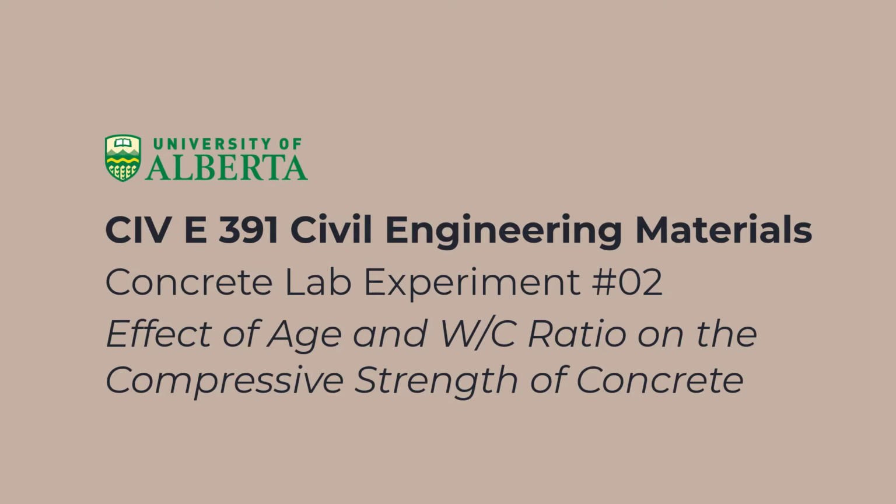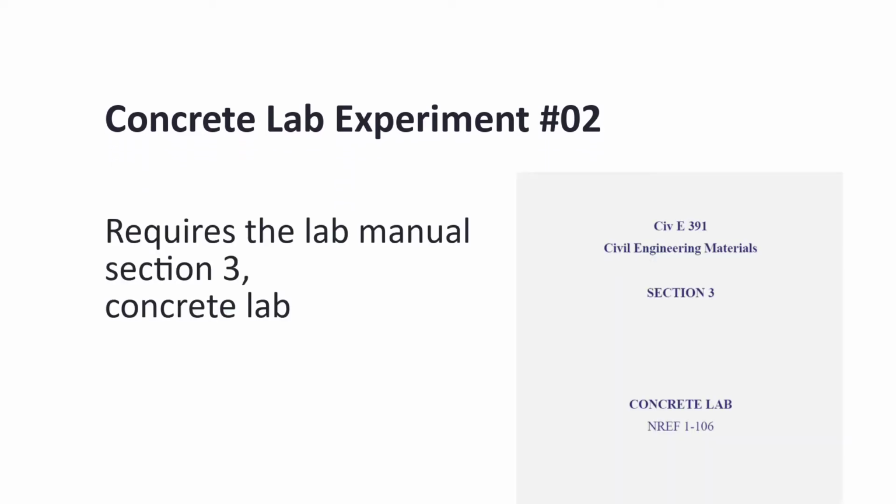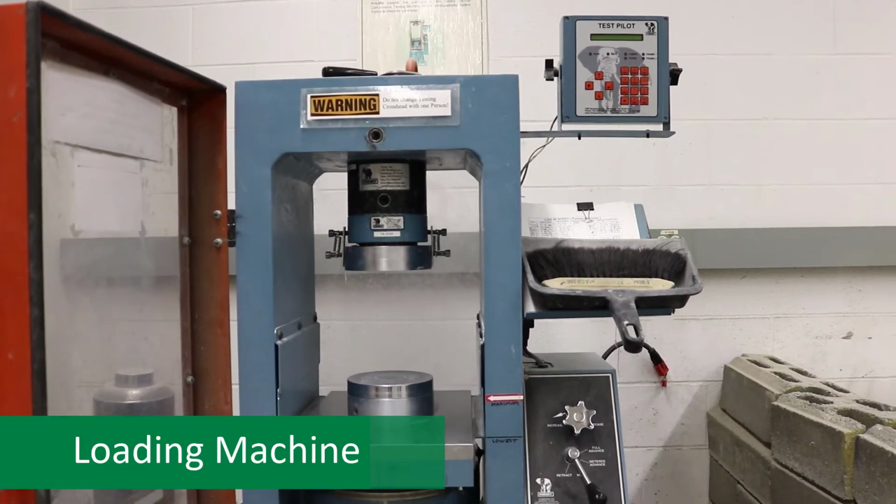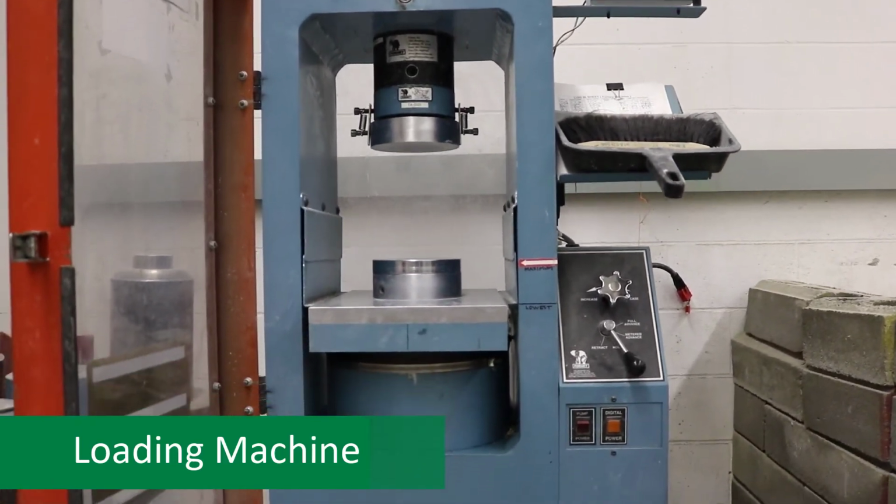The topic of this experiment will be the effect of age and W/C ratio on the compressive strength of concrete. This experiment requires the lab manual section 3, concrete, in order to be completed. For this experiment, the following pieces of equipment are needed. A loading machine with 2 hardened steel breaking blocks. The procedure for this experiment will be as follows.